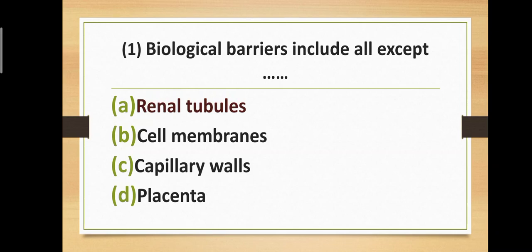Biological barriers include all except option A renal tubules, option B cell membranes, option C capillary walls, and option D placenta. So correct answer is option A renal tubules. Except renal tubules, the following are all biological barriers.